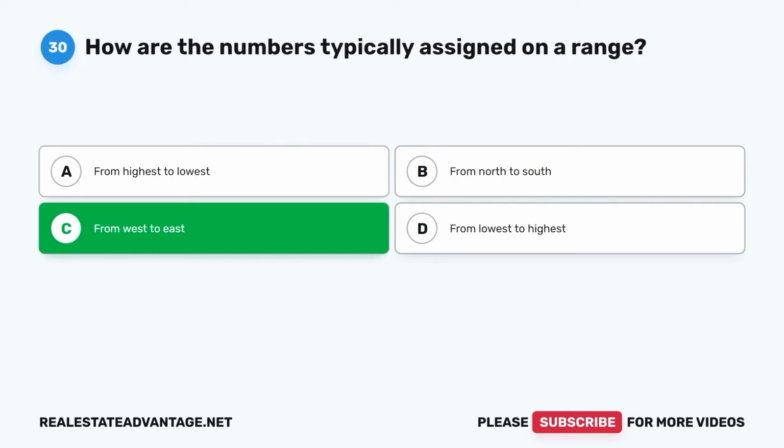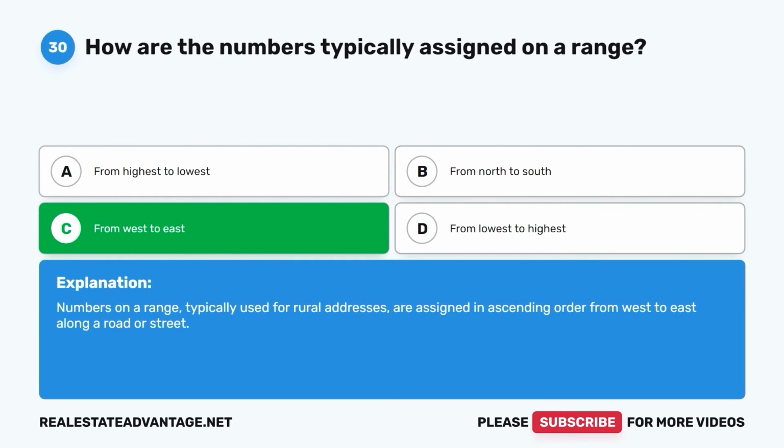The correct answer is C. From west to east. Numbers on a range, typically used for rural addresses, are assigned in ascending order from west to east along a road or street.